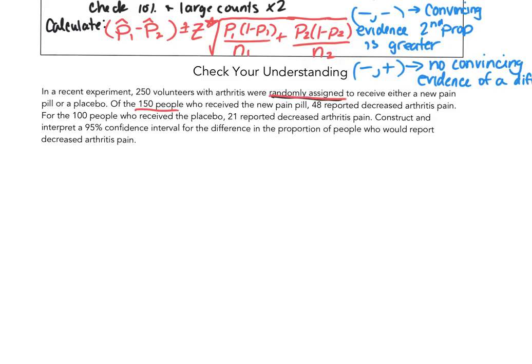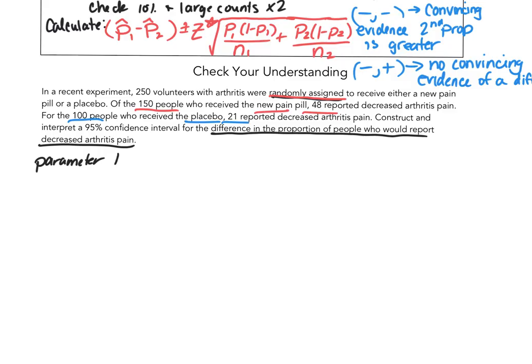Of the 150 people who received the pain pills, 48 reported decreased arthritis pain. For the 100 people who received the placebo, 21 reported decreased arthritis pain. Construct and interpret a 95% confidence interval for the difference in the proportion of people who would report decreased arthritis pain. That is our parameter.